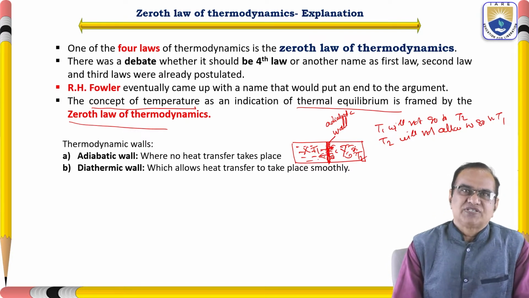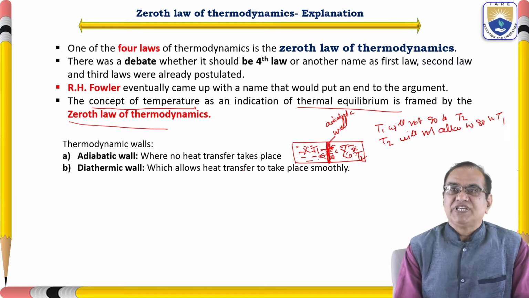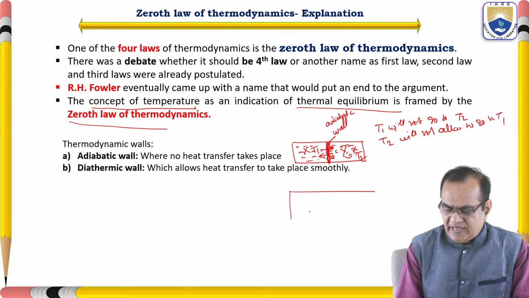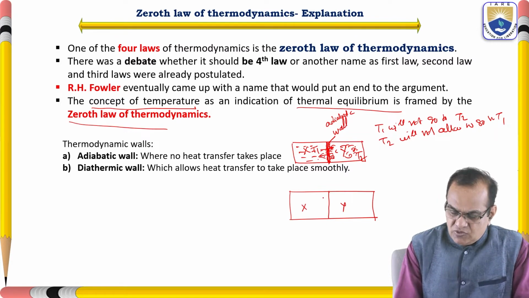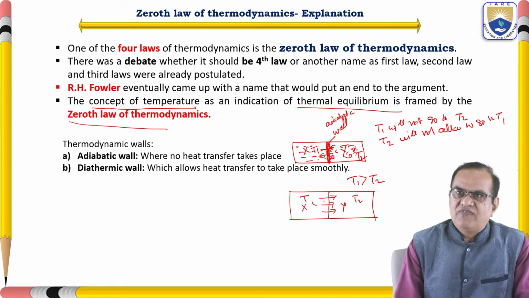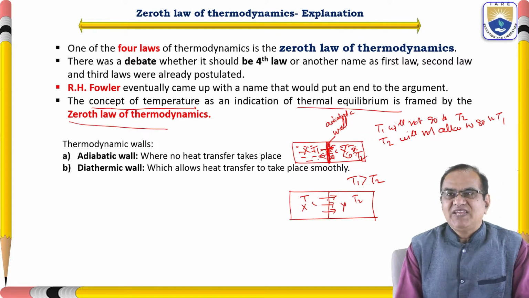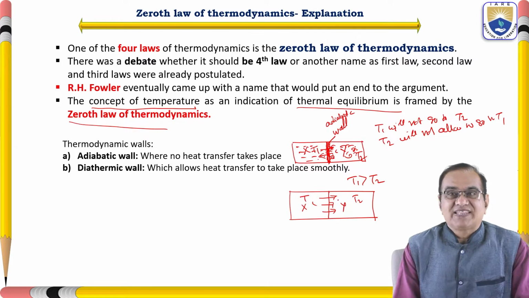Next wall is the diathermic wall, which allows heat transfer to take place smoothly. If you see here, another wall is called the diathermic wall, and if this is X and this is Y, heat will be transferred from high temperature to low temperature, T1 to T2, where T1 is greater than T2. A very smooth flow of heat will be there from high temperature to low temperature through the wall. That is called the diathermic wall.